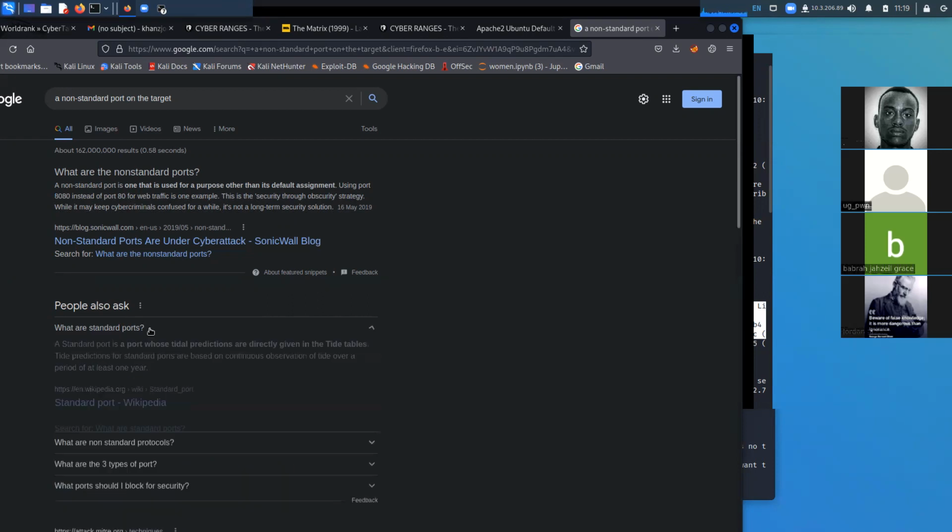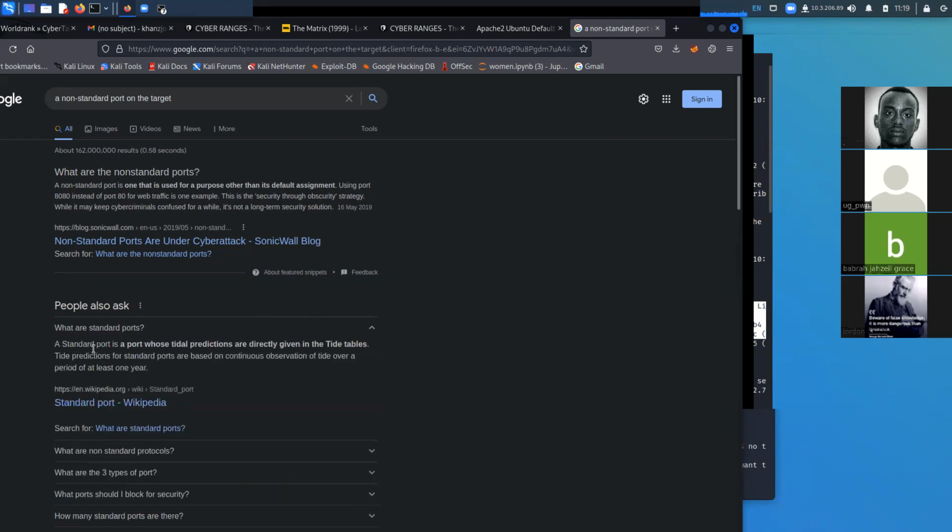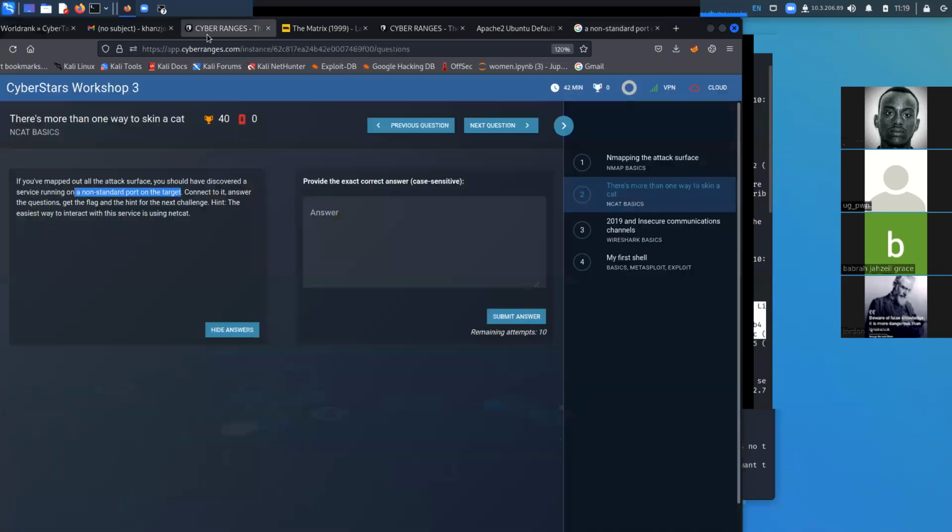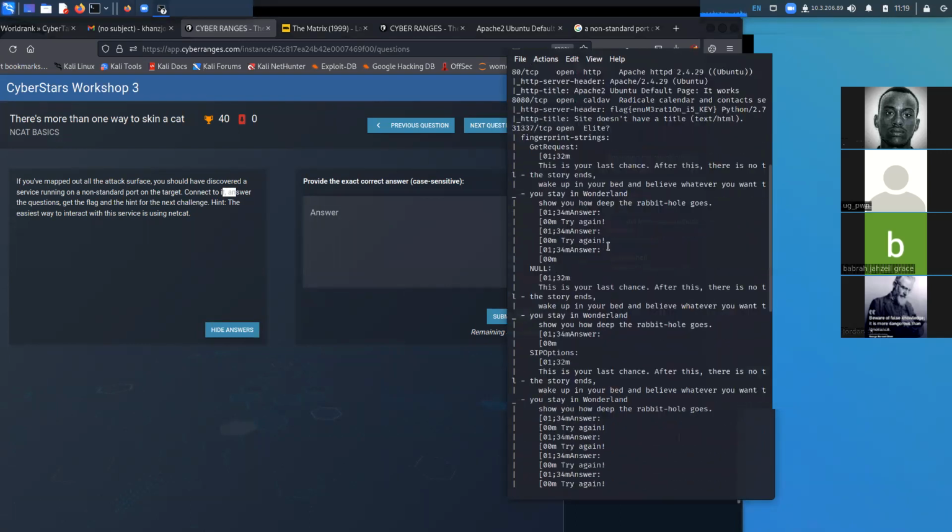Something like that. Standard ports are the default assignments, while non-standard ones are not. After understanding that, I will head back and see what to connect to. They mean that I connect to that non-standard port and answer the question. Oh, so you see, you have to interpret the question well.